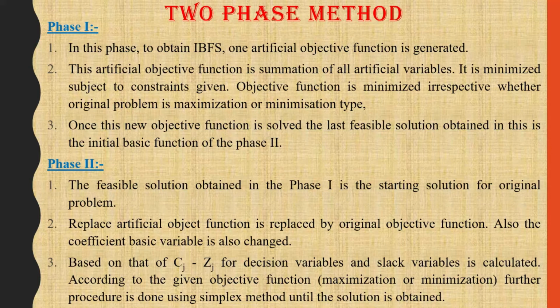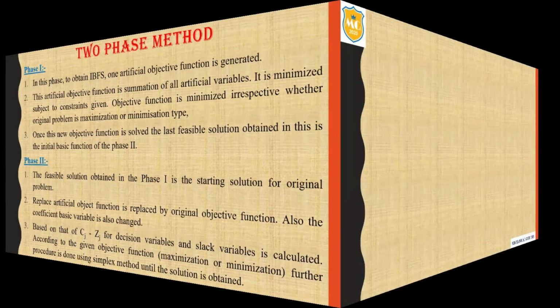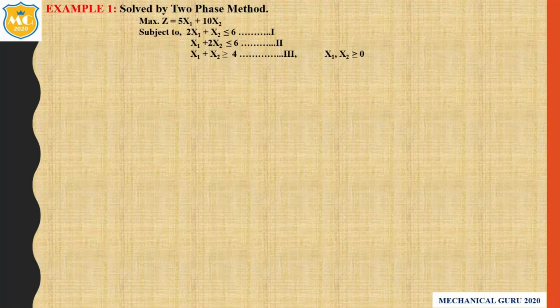Now we will go to the example. Solve by the two-phase method. Maximize z equals 5x1 plus 10x2 subject to 2x1 plus x2 less than or equal to 6. Second constraint, x1 plus 2x2 less than or equal to 6. And the last constraint, x1 plus x2 greater than or equal to 4. And the non-negative condition, x1, x2 greater than or equal to 0. So this example will be solved by the two-phase method.